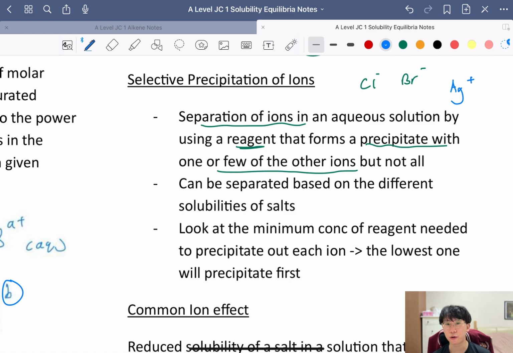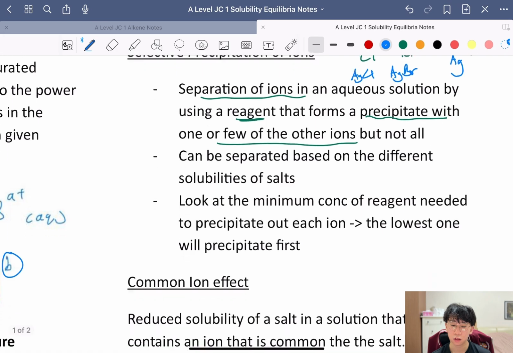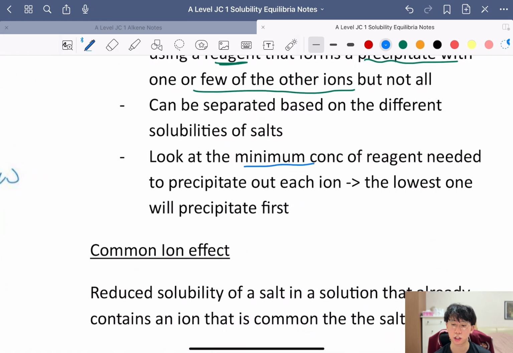Now, because the different precipitates that are formed have different Ksps, you can look at the minimum concentration of reagent needed to precipitate each of the ions. And obviously, the lowest concentration required would precipitate out first. So this is a good way to selectively precipitate different ions within a mixed solution.